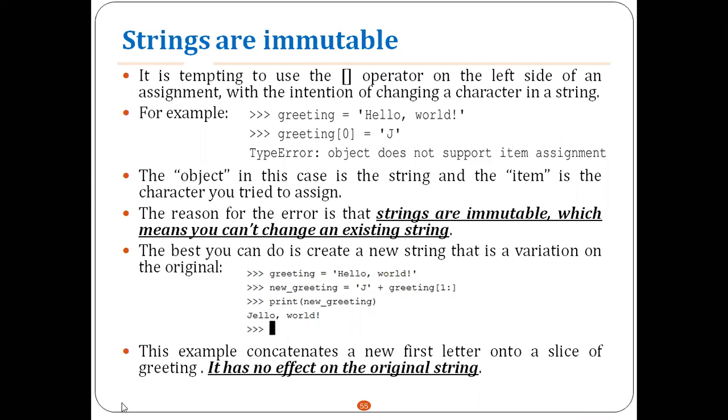This example concatenates a new first letter onto a slice of greeting. It has no effect on the original string. Even if I apply the concatenation operation, the string object greeting will not be affected. It will be as it is. The only thing is that I'm creating a new object called new greeting, concatenating these two things and assigning it to new greeting. Then finally I'm displaying it on the terminal.